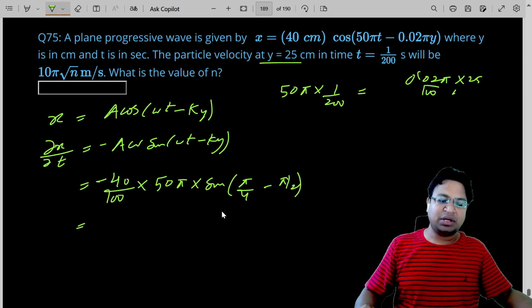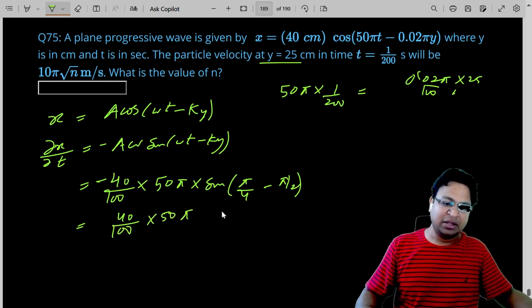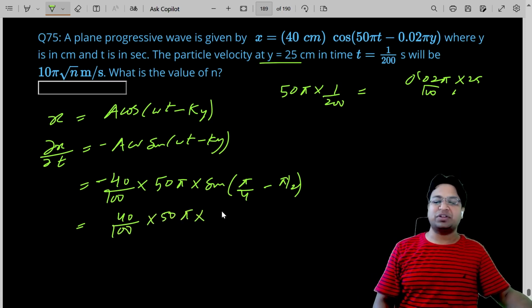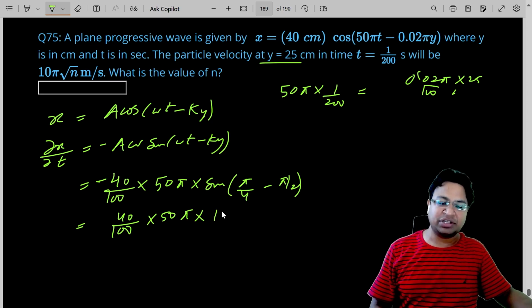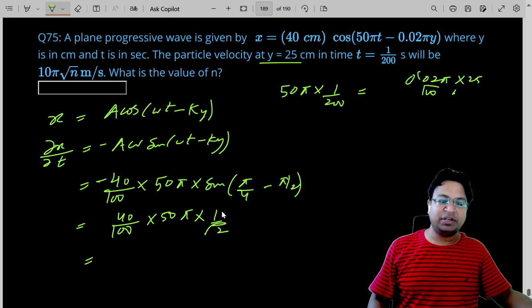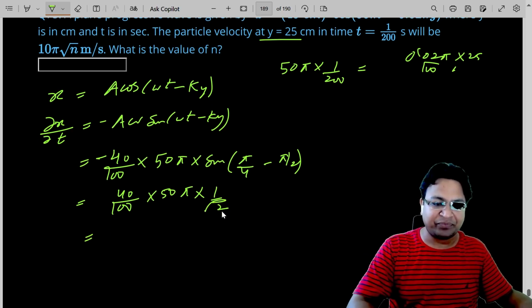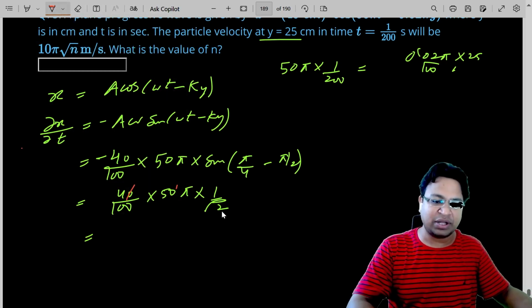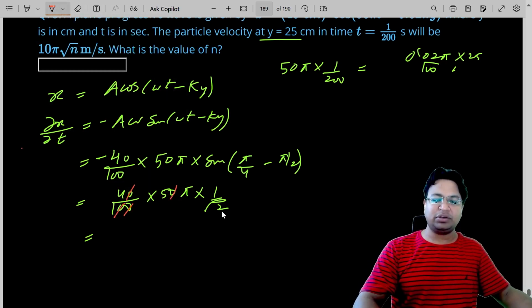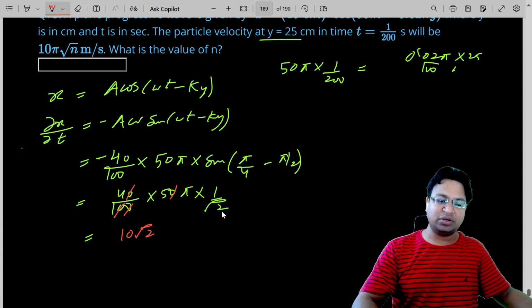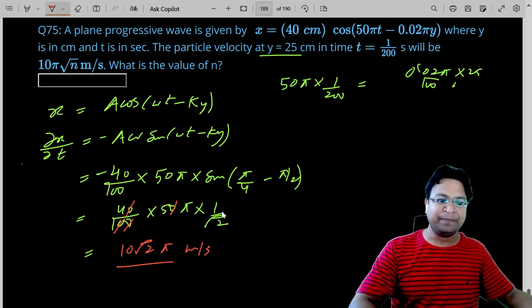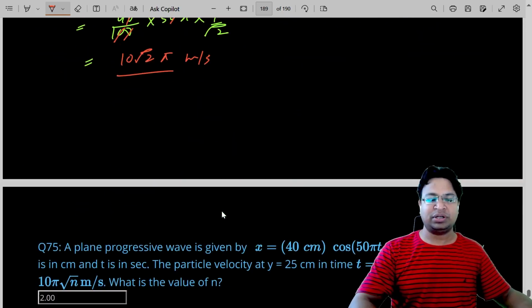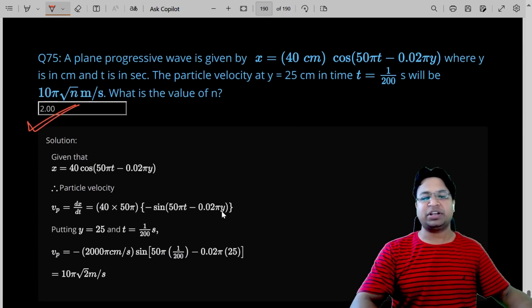So it will become 40 by 100 into 50 pi into sine of minus pi by 4, which is minus 1 upon root 2. Minus sign is already there, so it will become 1 upon root 2. And now we need to finish the calculation. See, this double zero I can cancel. So we get a 20. 20 by root 2 is 10 root 2. So 10 root 2 pi meter per second is what we are getting. And when we compare it with n, the value of n that we get is 2. So that would be the right answer.